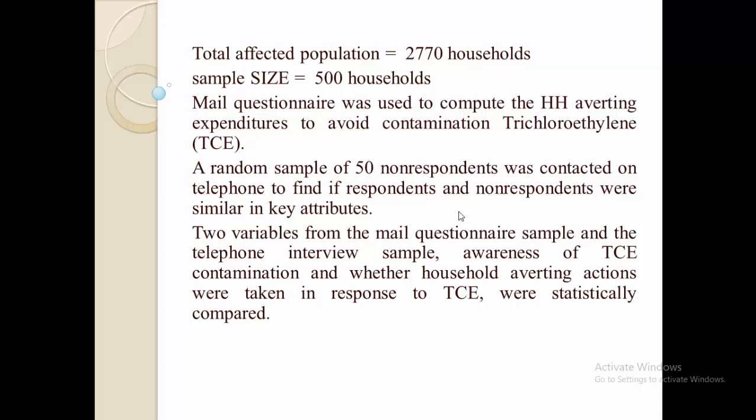The total affected population in this study was 2,770. A sample of 500 households was taken from it, and a mail questionnaire was used to compute the household averting expenditure to avoid contamination of trichloroethylene, a chemical which has contaminated the water in that particular area. A random sample of 50 non-respondents was contacted by telephone to find out if the respondents and non-respondents were similar in key attributes. Two variables from the mail sample and the telephone interview sample, awareness of the TCE contamination and whether household averting actions were taken in response to TCE, were statistically compared.